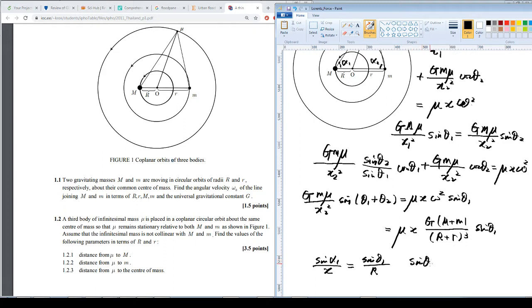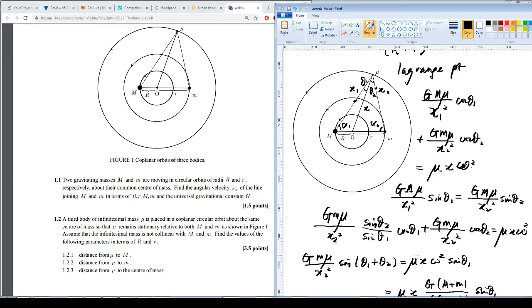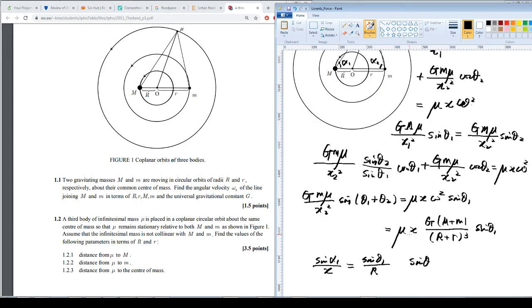Therefore, we also have sine of theta 1 plus theta 2 over R plus small r, and that's equal to sine alpha 1 over x. So they're all the same. And the goal is to relate these two.